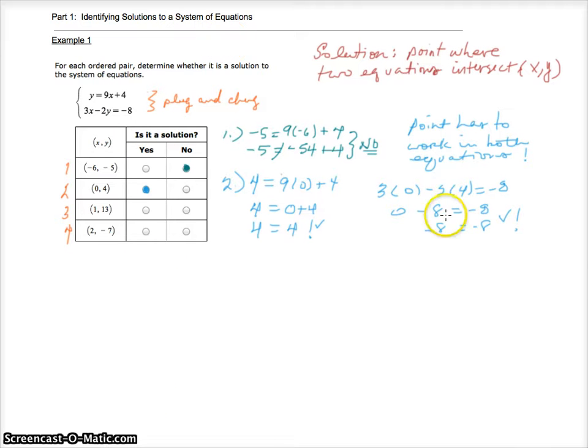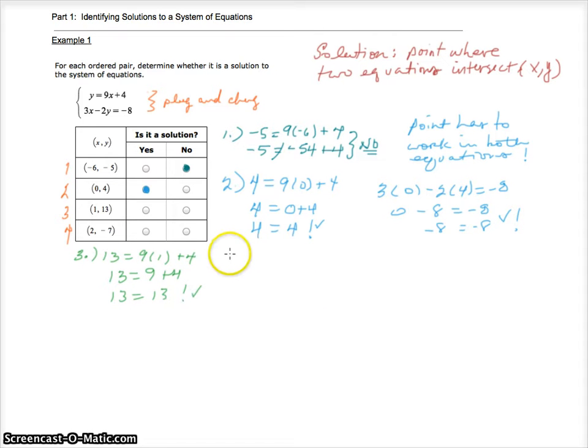Let's look at 1, 13. I'm going to put 13 in up at the top equation. So 13 equals 9 times 1 plus 4. Thirteen equals 9 plus 4, which is 13. So 13 does equal 13. So that one's good.